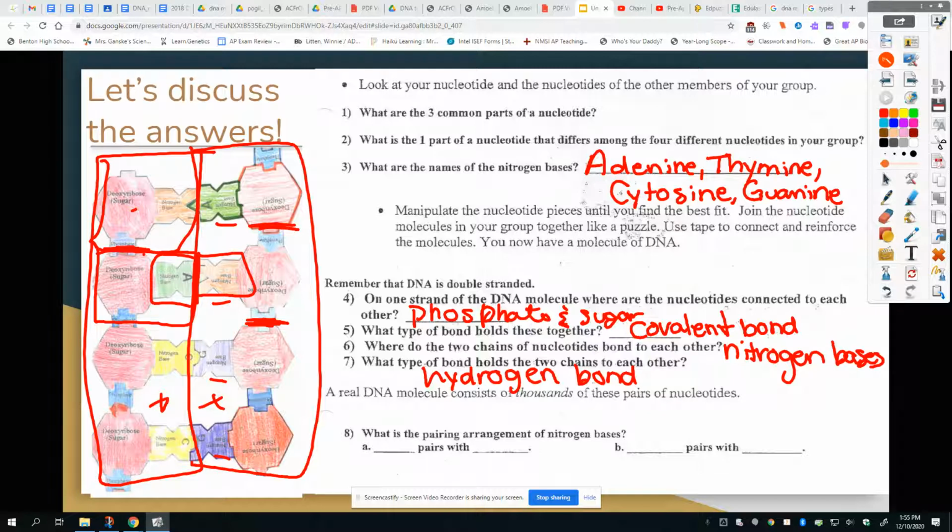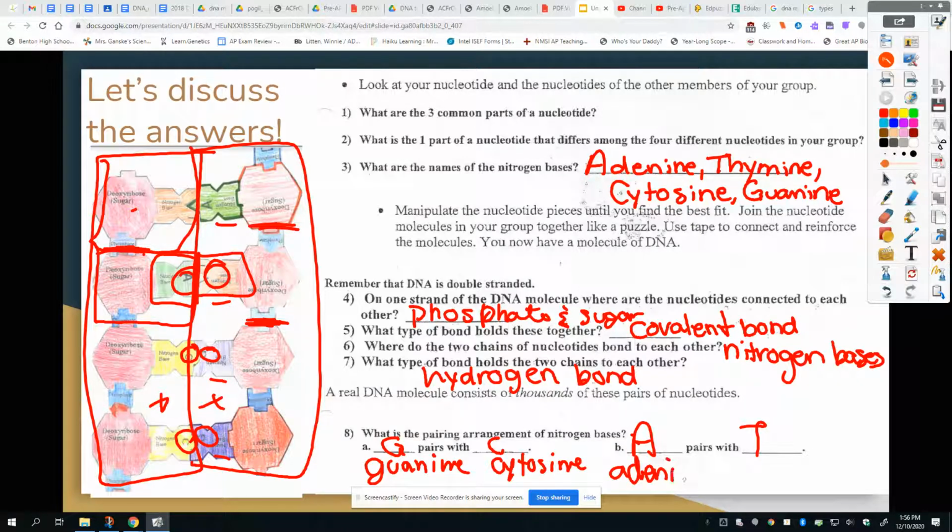Now looking at this picture, the question is, what is the pairing arrangement for nitrogen bases? Well, every time we see a G, it is attached to a C. So guanine always pairs with cytosine. And wherever we see an A, we see a T. So adenine always pairs with thymine.